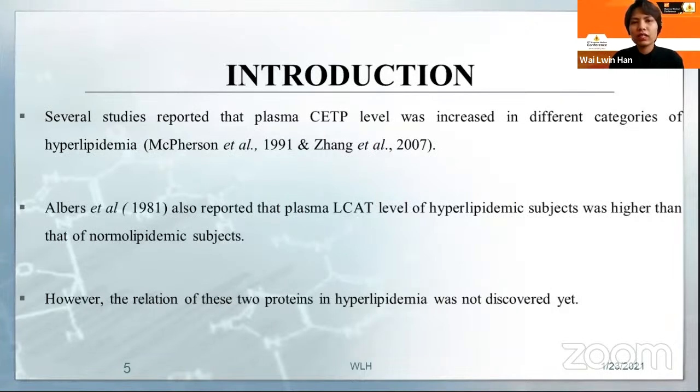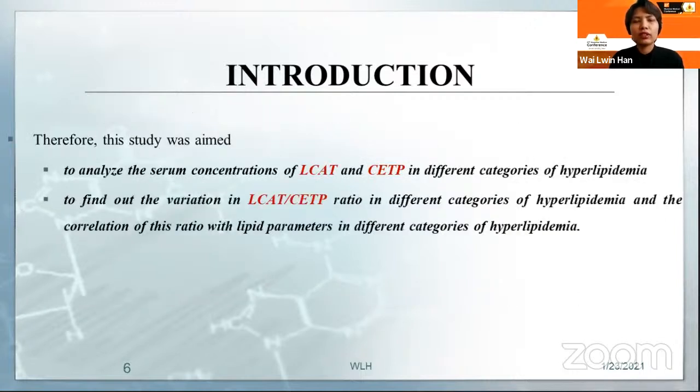Several studies reported that plasma CETP level was increased in different categories of hyperlipidemia. Evers et al. 1981 also reported that the plasma LCAT level of hyperlipidemic subjects was higher than that of normolipidemic subjects. However, the relation of these two proteins in hyperlipidemia was not discovered yet. Therefore, this study aimed to analyze the serum concentration of LCAT and CETP in different categories of hyperlipidemia, to find out the variation in the LCAT to CETP ratio in different categories of hyperlipidemia, and to find out the correlation of this ratio with lipid parameters in different categories of hyperlipidemia.